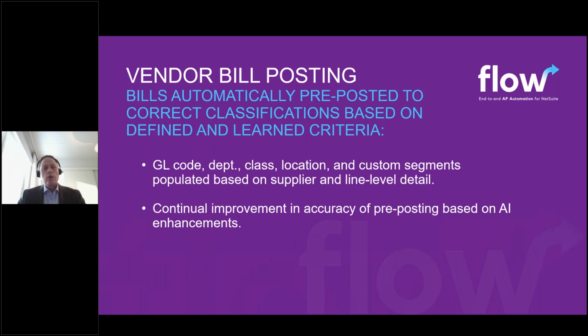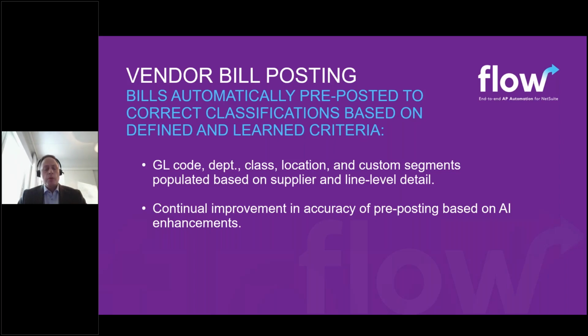Second one, what we offer for our customers is our vendor bill posting. So we have a posting AI, which basically means that vendor bills are automatically pre-posted to correct classification based on defined and learned criteria. So for example, for customers, we can do pre-postings such as GL codes, departments, class, locations, or other custom segments. And these can be basically pre-populated based on supplier and line level details.